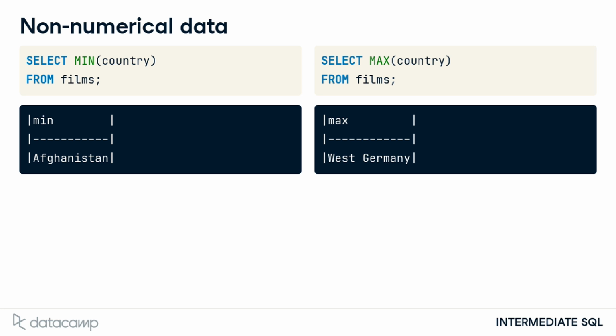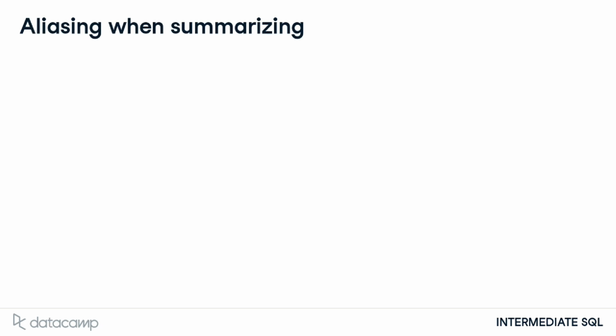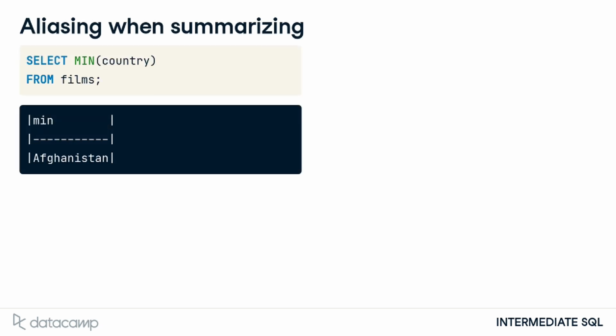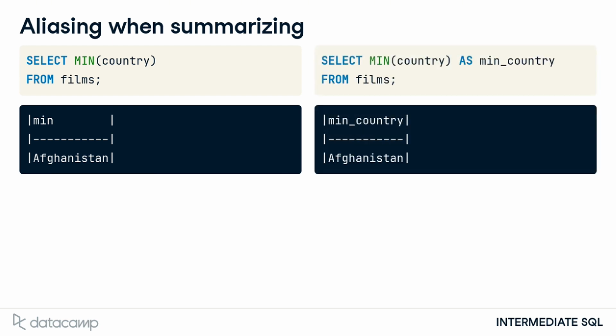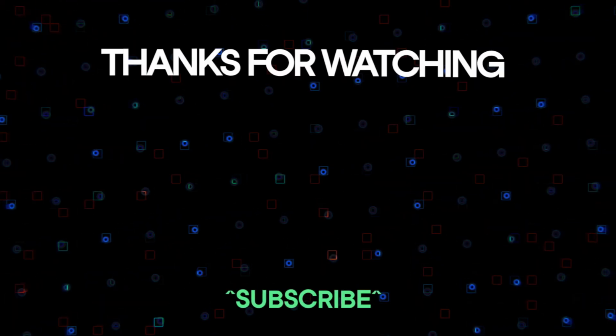Our database does not contain any films made in Zambia or Zimbabwe, but it does have at least one film made back when Germany was 2 different countries. Notice how all query results have automatically updated the field name to the function, in this case, min. It's best practice to use an alias when summarizing data, so that our results are clear to anyone reading our code.